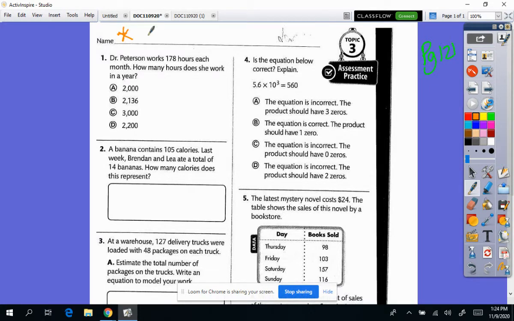And just a reminder, this is just like the test or the summative. So you're definitely going to look over this page 121 and page 122. It is very, very similar to the test. Okay, so let's go ahead and get started. And this is for topic 3, by the way.